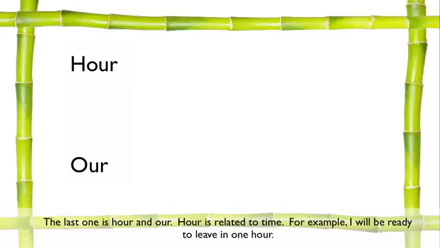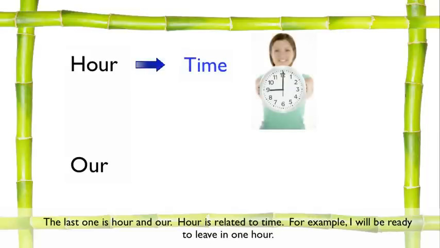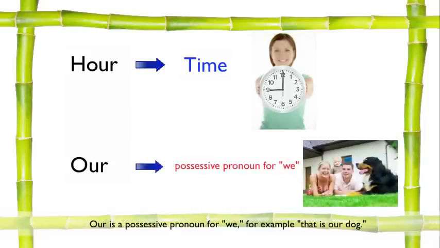The last one is hour and our. Hour is related to time. For example, I will be ready to leave in 1 hour. Our is a possessive pronoun for we. For example, that is our dog.